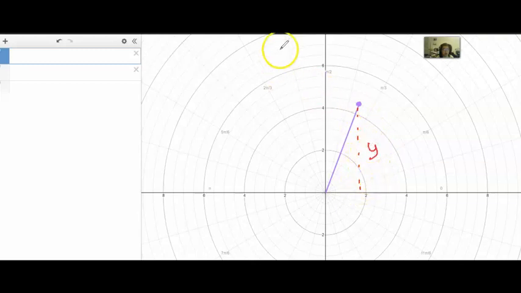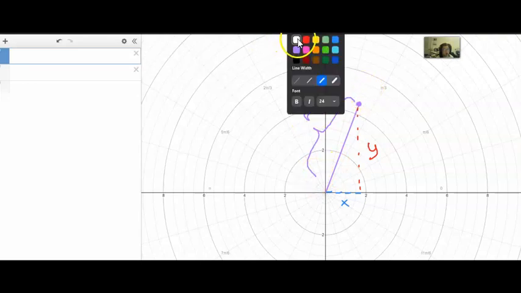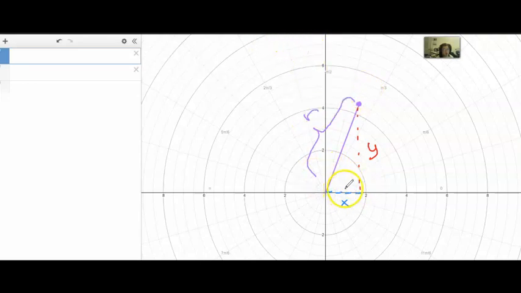This is our y. And down here in the blue, I'm going to use this dotted line as my x, right? So those are the two parts that would correspond to Cartesian. Okay. But when we talk about polar, that would be this guy right here, which is our r. And I'm going to use pink for this one. This guy right here, which is our theta.